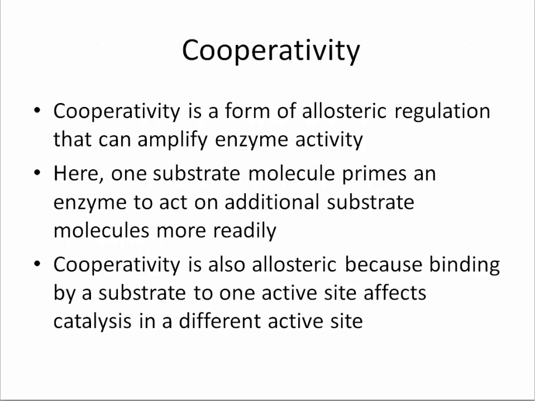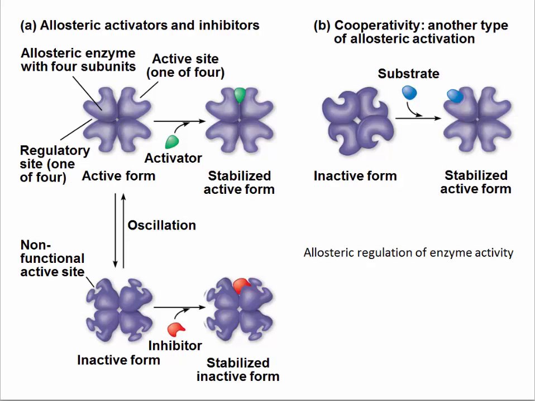Another form of allosteric regulation is called cooperativity, that amplifies the enzyme activity. Here, one substrate molecule primes an enzyme to act on additional substrate molecules more easily. So it's like cooperation. It's also allosteric because the binding by a substrate to one active site affects catalysis in a different active site. So this is also allosteric.